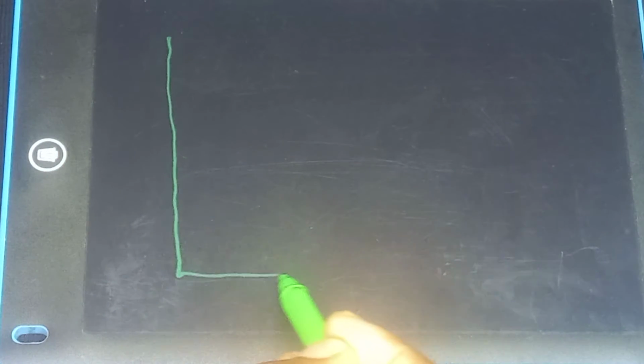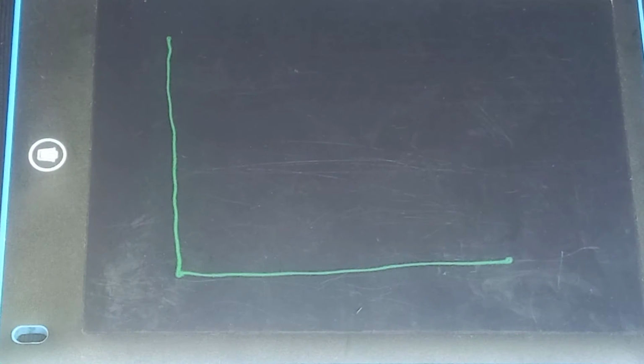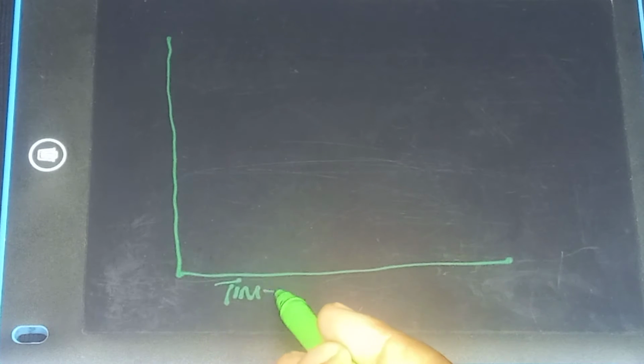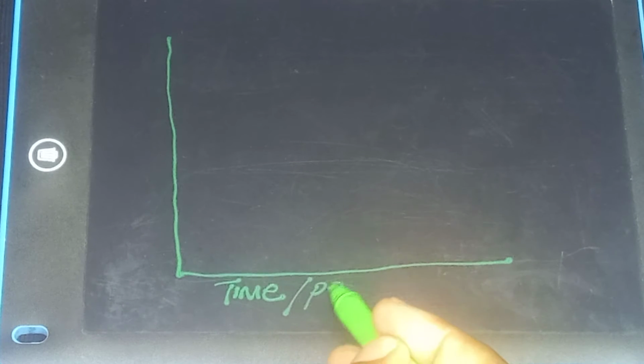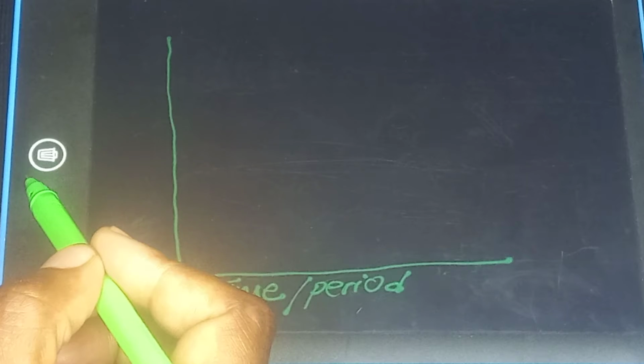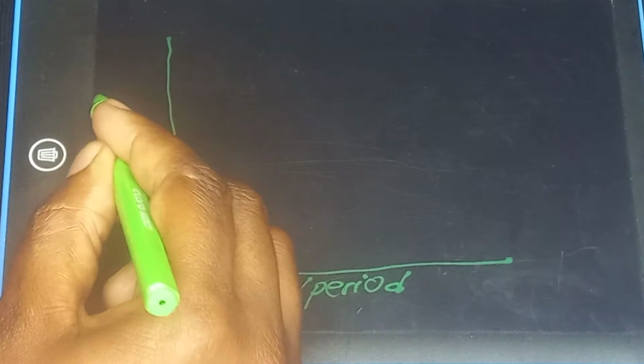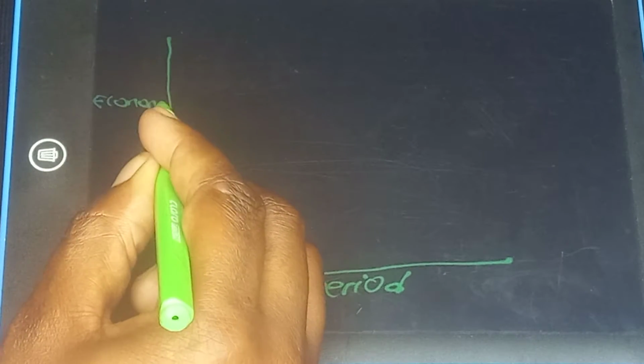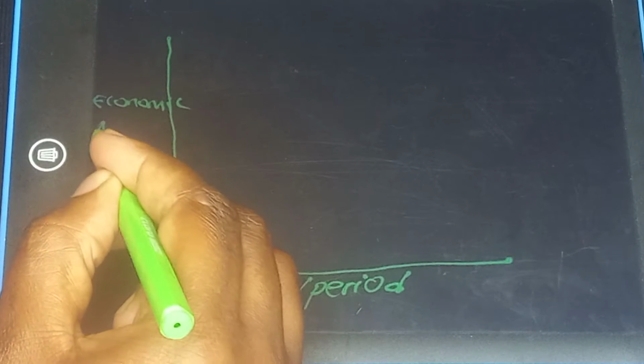Now, let's do the diagram. The diagram will look like this. Remember always, you must always label your diagram. On the x-axis, we have time or period. On the y-axis, we have economic activities.